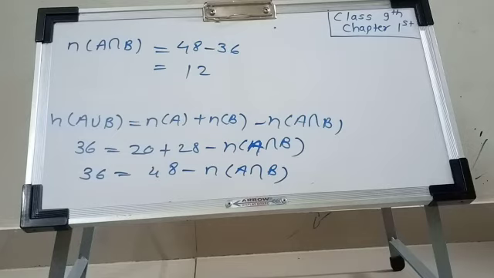Understand? Today we saw intersection, union, disjoint set, Venn diagram, and the examples on this formula of number of elements. In the next lecture we see the word problems.